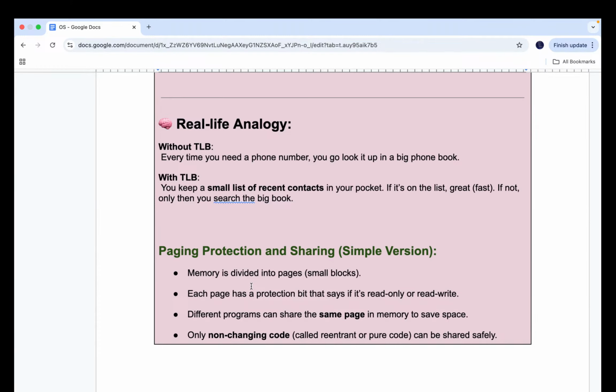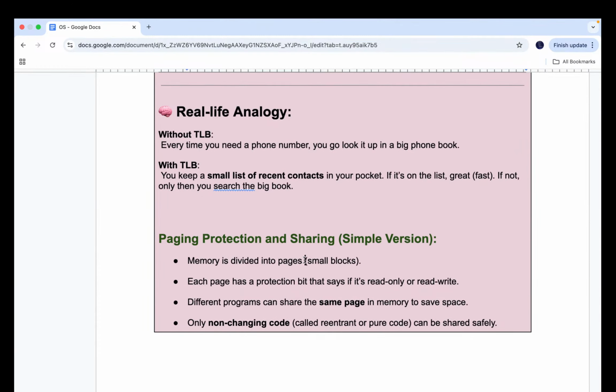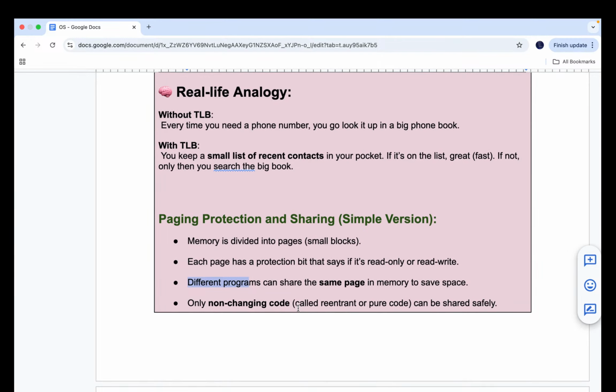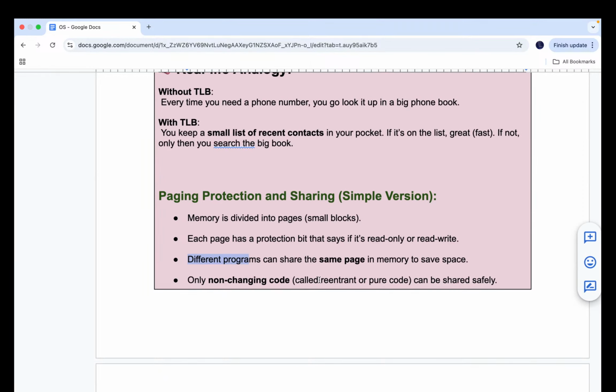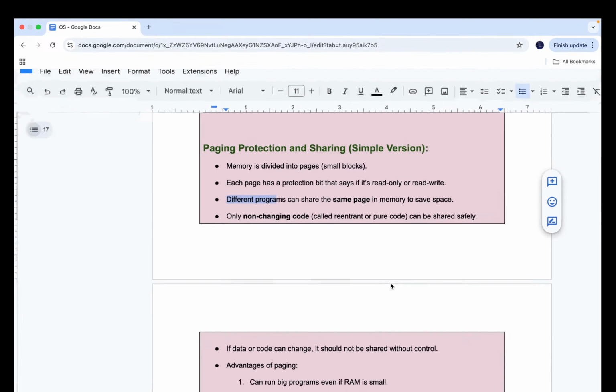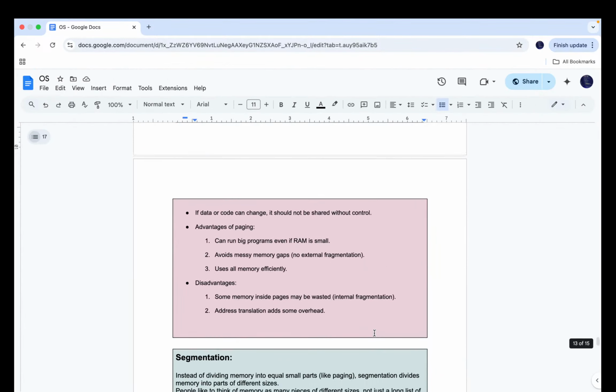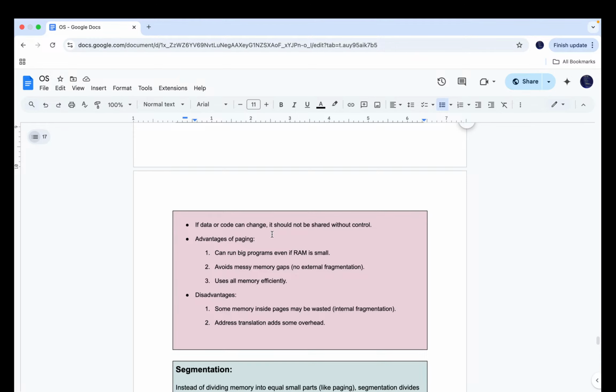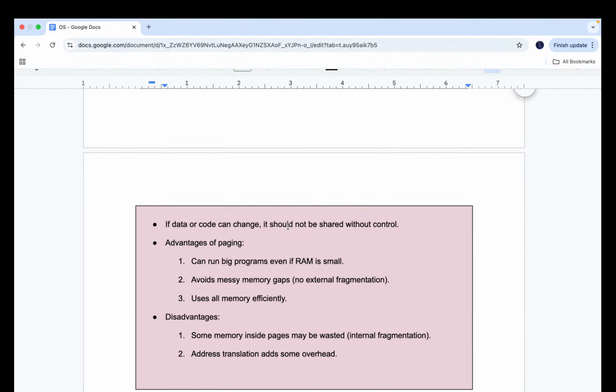Paging protection and sharing. Memory is divided into pages, small blocks. Each page has a protection bit that says if it is read-only or read-write. Different programs can share the same page in memory to save space. Only non-changing code, called reentrant or pure code, can be shared easily. If data or code can change, it should not be shared without control.